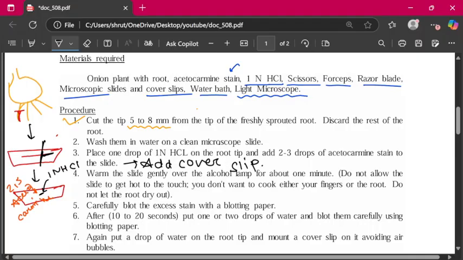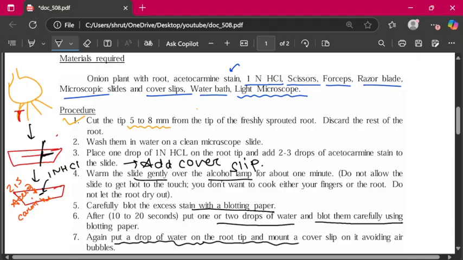So before which you have placed 1 drop of 1 normal HCl on the root tip, then 2 to 3 drops of acetocarmine stain, and after that you have to add the cover slip and warm the slide gently over the alcohol lamp. After that you have to carefully blot the excess stain with the blotting paper, and after 10 to 20 seconds put 1 or 2 drops of water and blot them carefully using blotting paper. Then again you have to put a drop of water on the root tip and mount a cover slip on it, avoiding air bubbles.